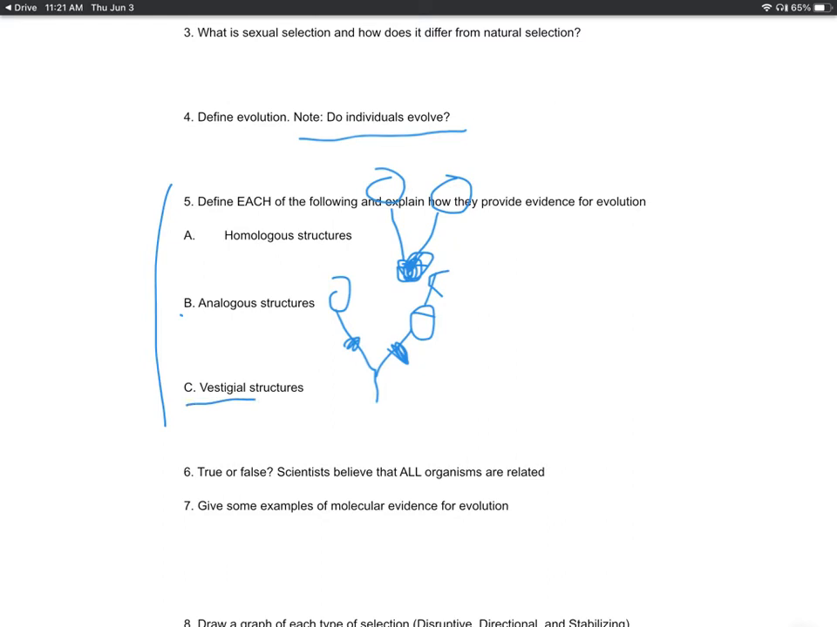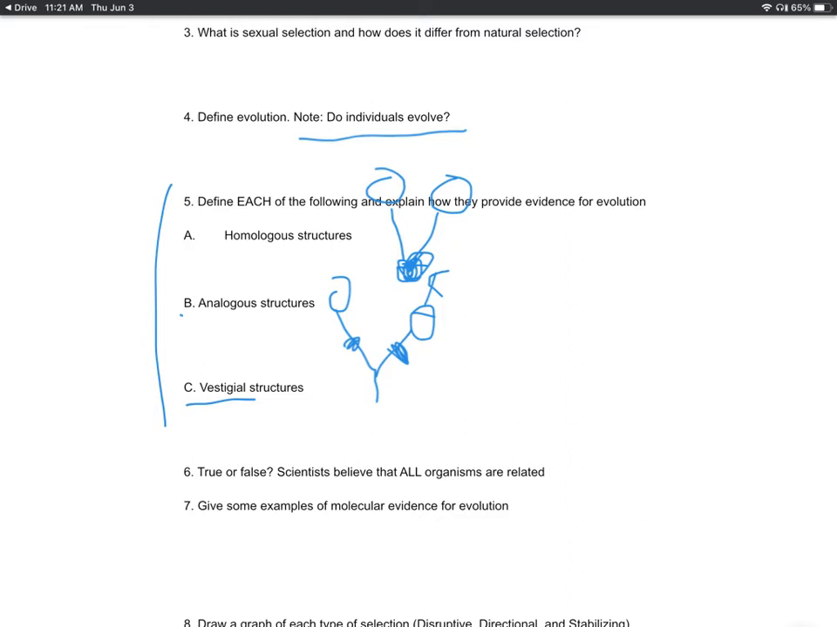And then vestigial structures are those structures that were useful to an ancestor but are no longer used in the current organism. And the example for that was the hip bones in the whales. So whales have hip bones even though they don't have legs because they evolved from something that did have legs. And so those bones are completely useless to them right now, but they still have them because they evolved from something that did need them.